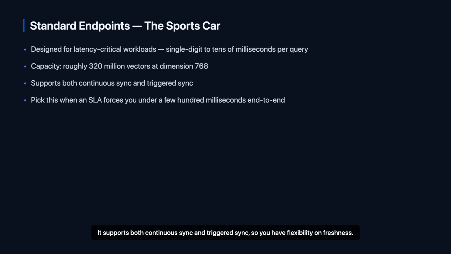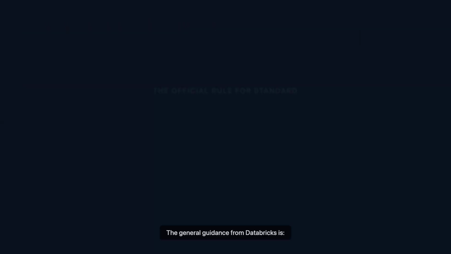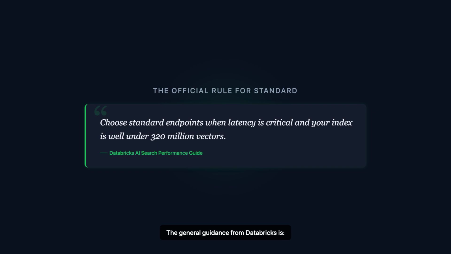It supports both continuous sync and triggered sync, so you have flexibility on freshness. Pick this when a service level agreement is forcing your end-to-end response under a few hundred milliseconds. The general guidance from Databricks is: choose standard endpoints when latency is critical and your index is well under 320 million vectors. That's the rule. In one sentence, two conditions: latency matters, and you're comfortably under the ceiling. Both have to be true.